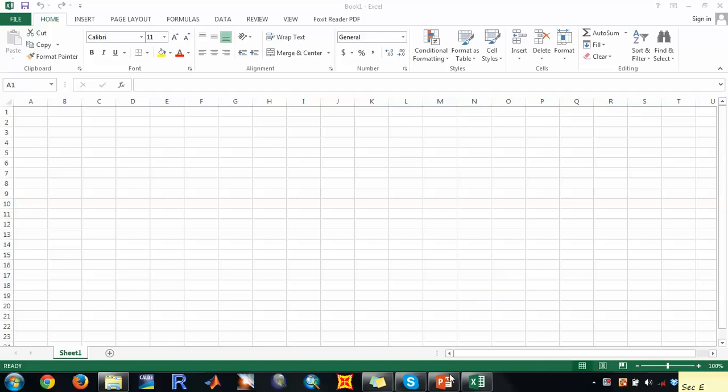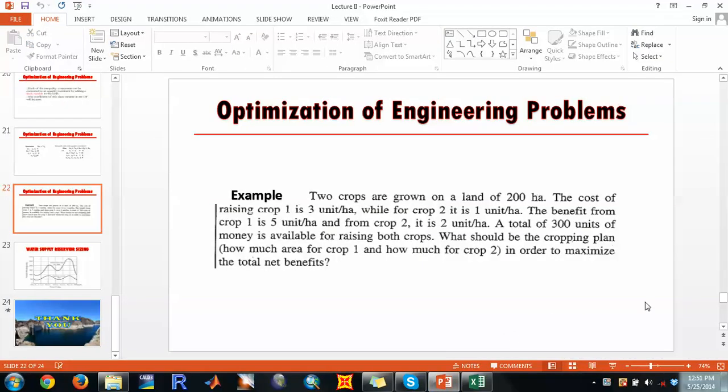Okay, welcome again, and this is the video about the Excel application for engineering optimizations. This is an example taken from the water resource system techniques book by Vedula, and this helps us to go through and see how one can come up with the linear equations and do the linear programming analysis in Excel.